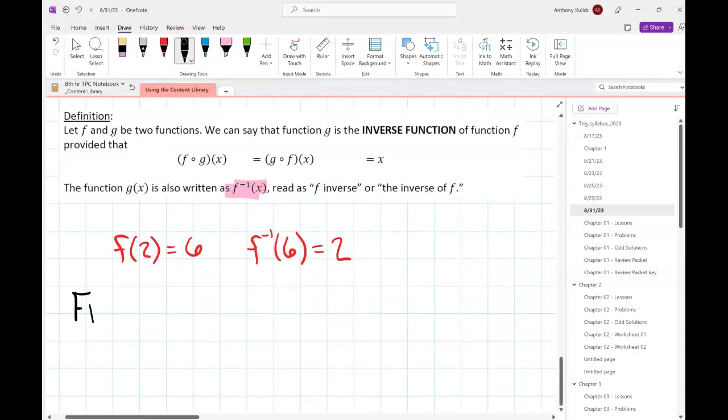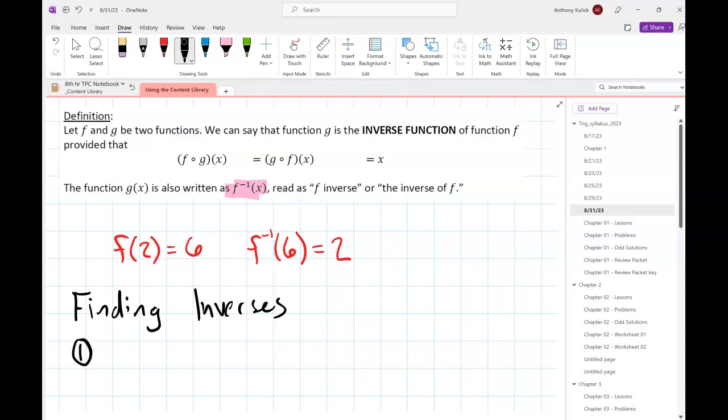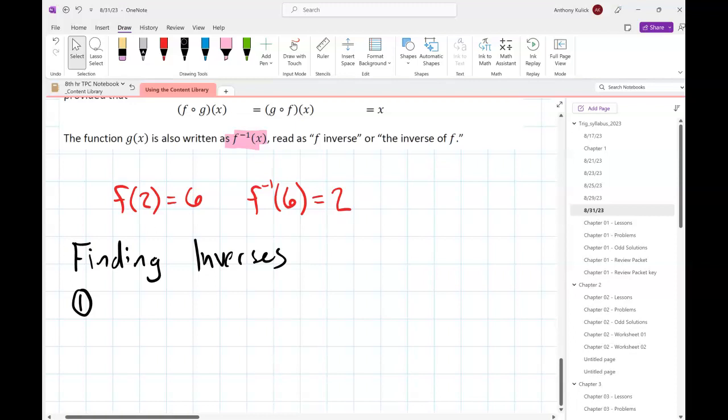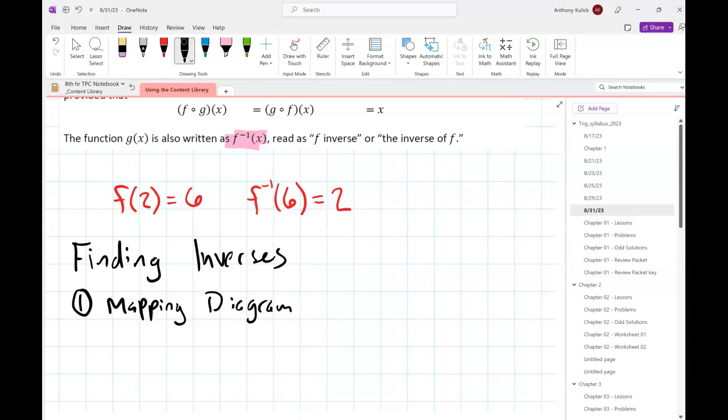So what we're going to talk about next is finding inverses. And we're going to look at a couple of different situations because, back in section 1, we talked about there being 4 different representations we use for a function. We're going to look at each of those 4 representations and how to find the inverse in those situations. So the first situation we're going to look at is if we have a mapping diagram. So let's look at that example.